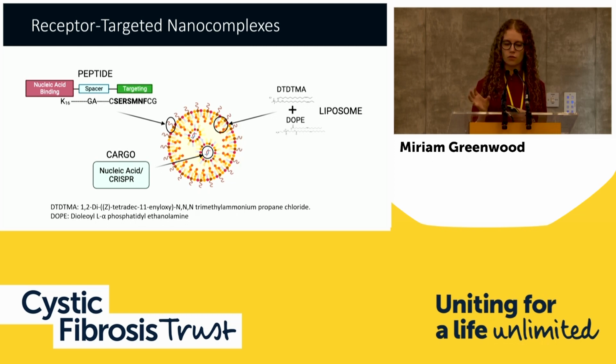It consists of three different components. We have the liposome, which has two different lipids, and then a peptide. The liposome is positively charged, and the peptide has a lysine tail, also positively charged, which have electrostatic interactions with the cargo to package that inside the nanoparticle. Then the peptide has a targeting sequence, you can see in green, which binds specific receptors on the cell surface of the lung cells for receptor-mediated endocytosis. And that's how the gene therapy enters the cell.